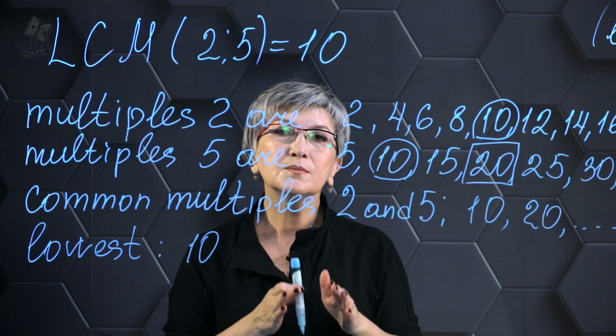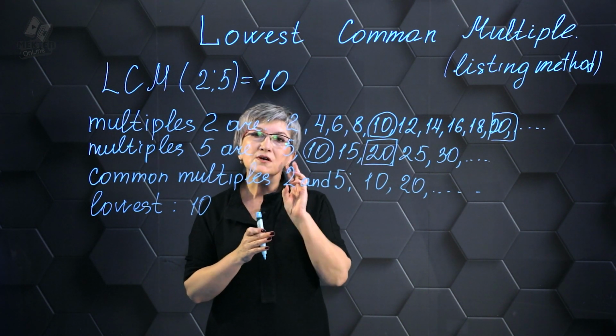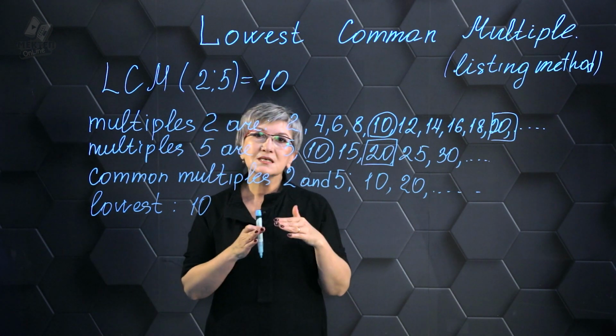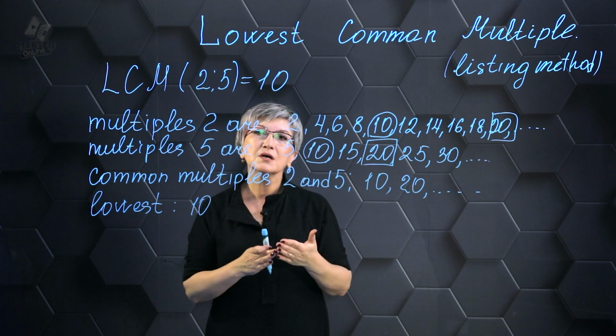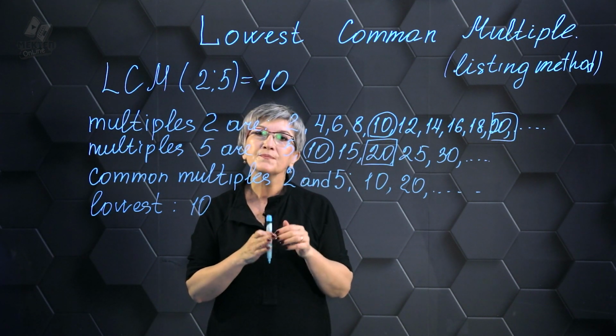Here is a simple method to locate the least common multiple for 2 given numbers. If you have 3 numbers or 4 numbers, you still go through these multiples and then find the common multiple and then the least common multiple of these numbers.